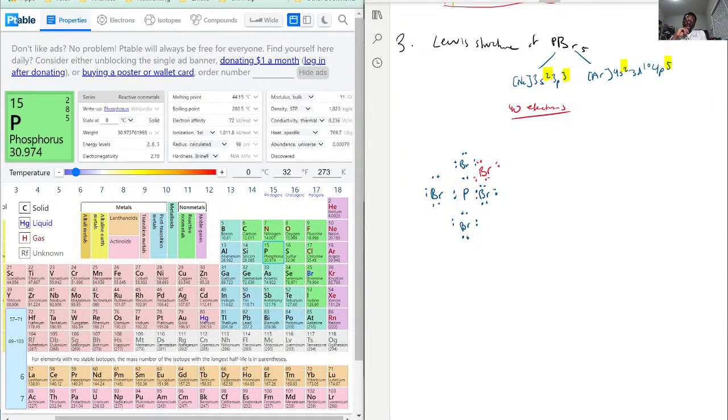So if we just quickly count this out, hopefully we'll have 40 electrons. We have 8 plus 8 plus 8 plus 8, and then plus another 8. That is indeed 40 electrons. So that is perfect. So now technically we have the Lewis structure for this.